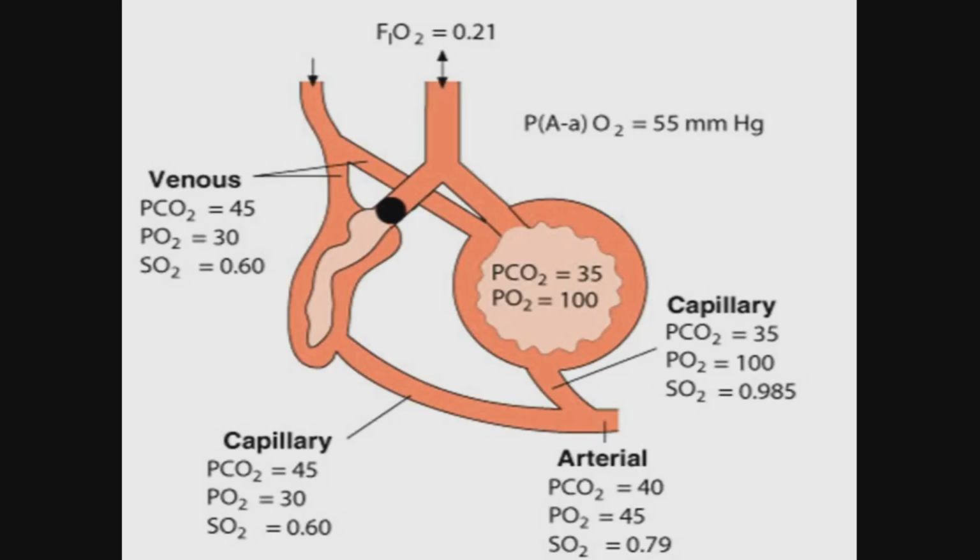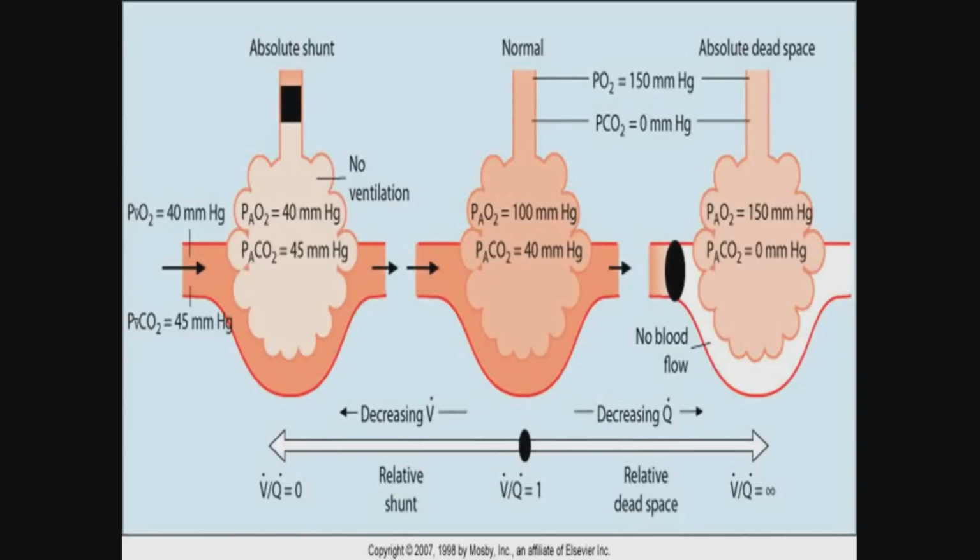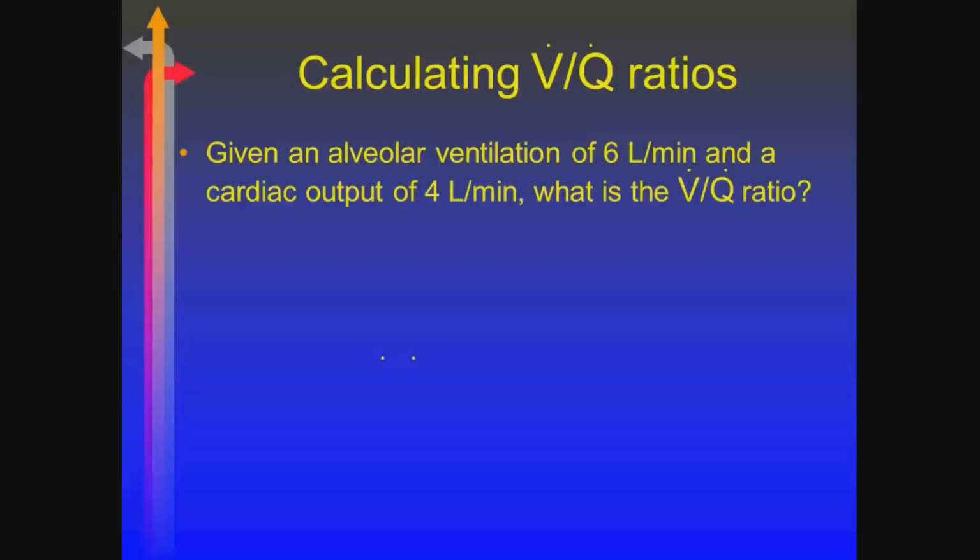There's our classic example. So it kind of gives us the spectrum that we end up having from an absolute true shunt to an absolute true dead space and everything in between. And again, there is this continuum that exists. What I might ask of you on a test is to calculate this. It's a real hard thing to do.